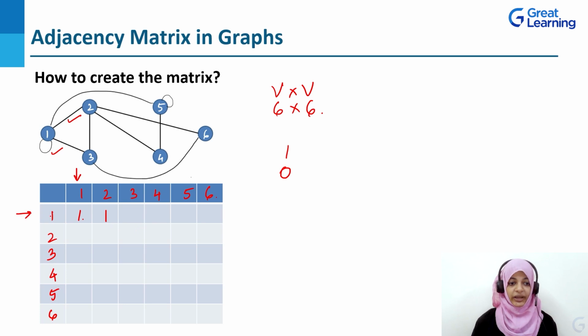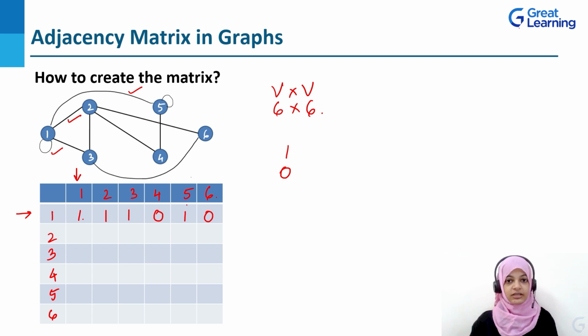Next, we've got 1, 3. This means that it is asking us if there is an edge going from 1 to 3 and such an edge exists. Next, we've got 1, 4. There is no edge directly going from vertex 1 to vertex 4. So this particular edge does not exist. Next, we've got an edge going from vertex 1 to vertex 5 and such an edge exists. Lastly, we've got no edge going from vertex 1 to vertex 6 and that is why no such edge exists. So in this particular manner, we can find out all the other rows also.